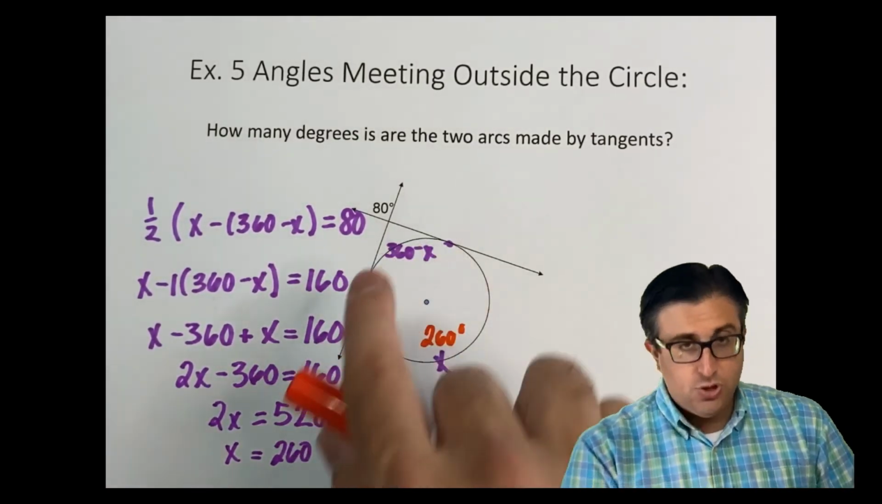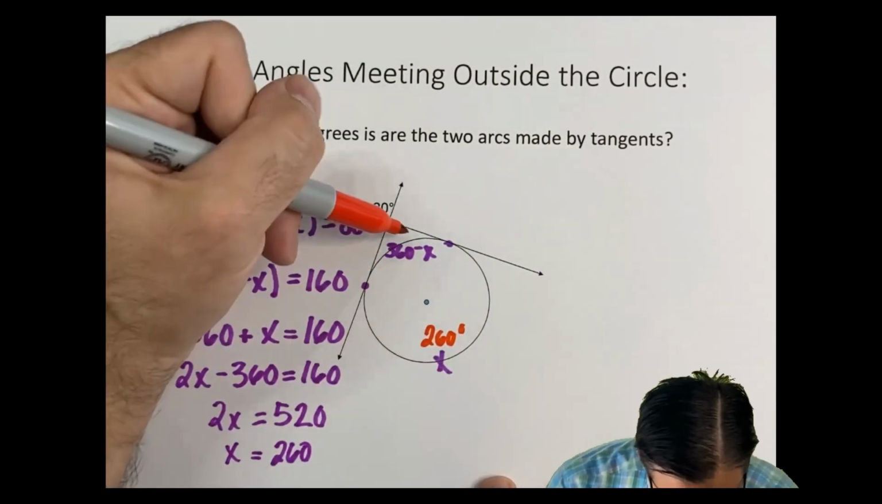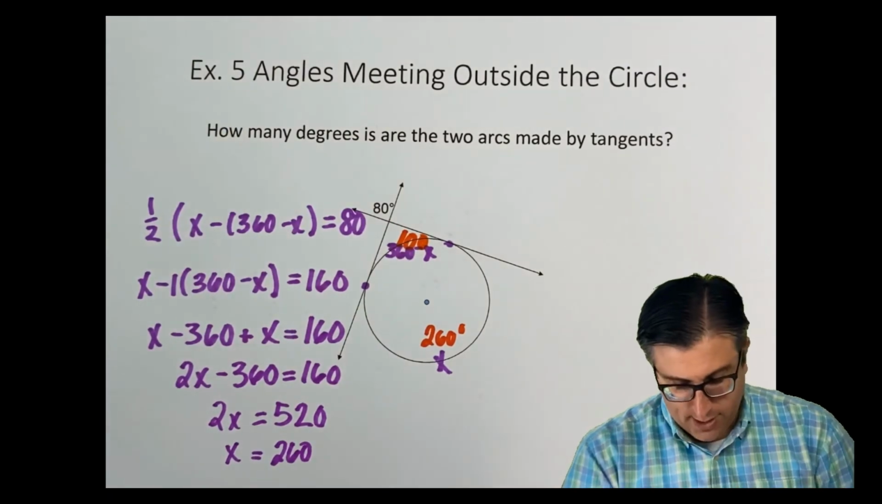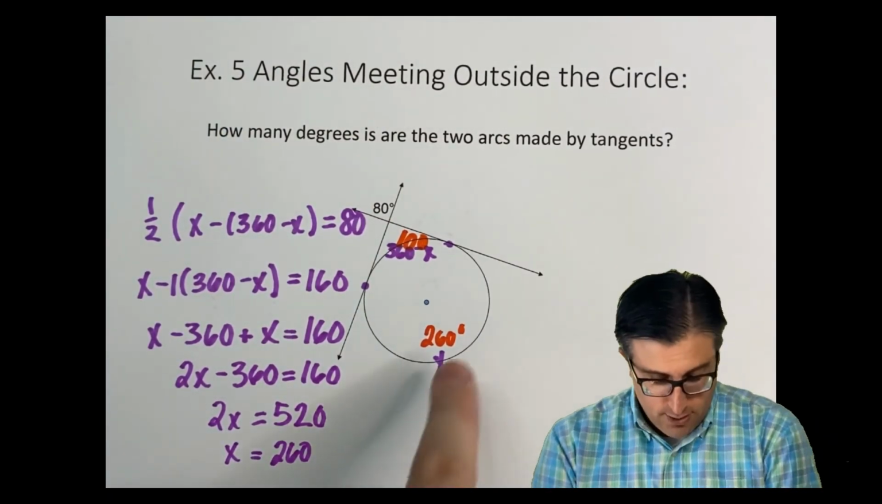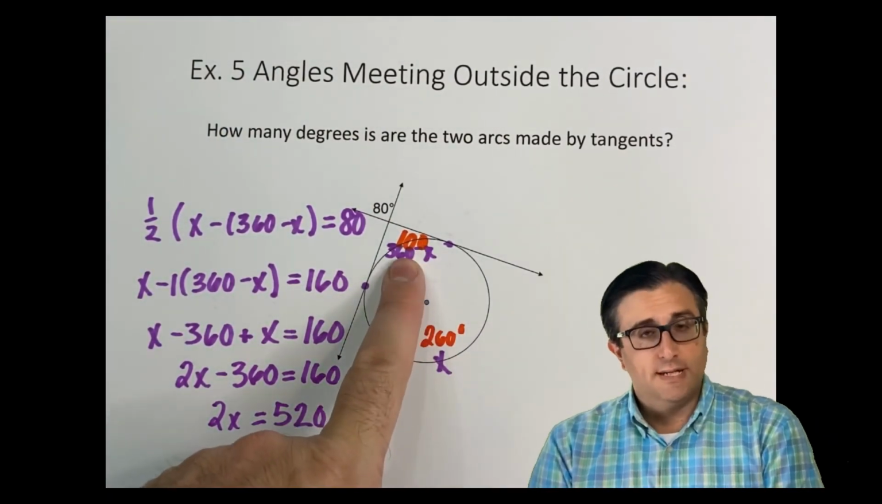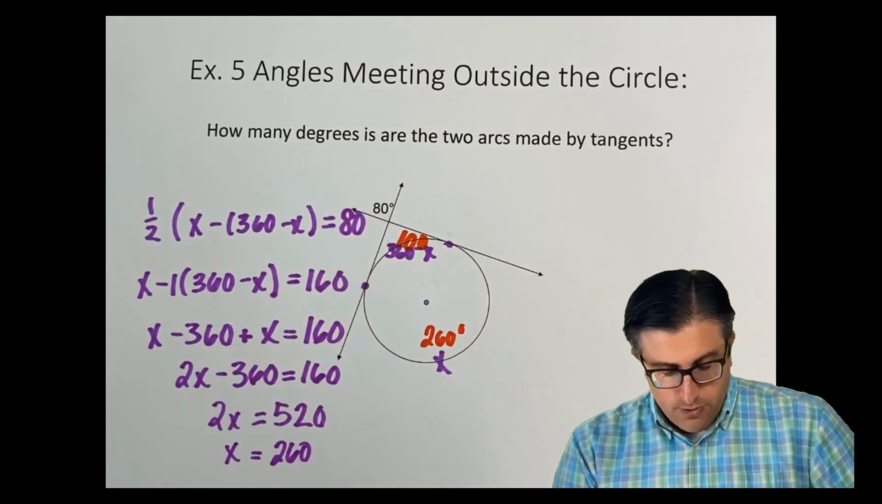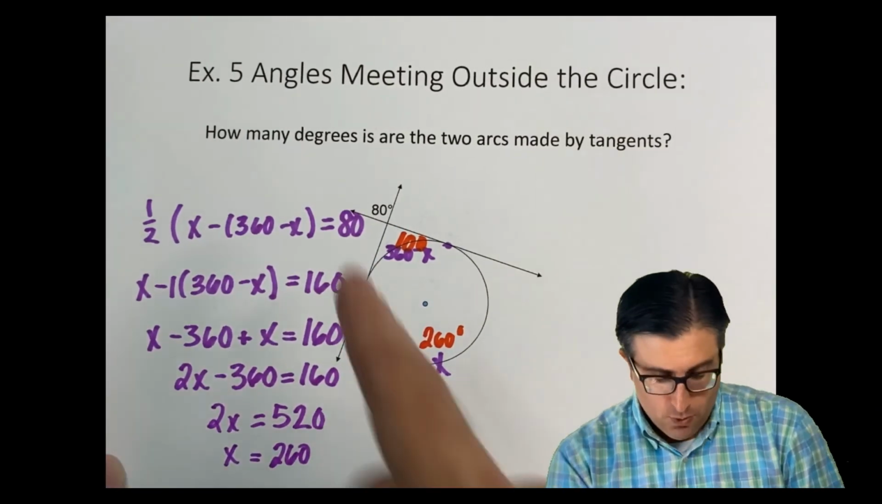And if this arc is 260, 360 minus 260 means this arc is 100. Here's how you can check. 260 minus 100 is 160. 160 divided by 2 is 80 degrees, which is what we had to start with.